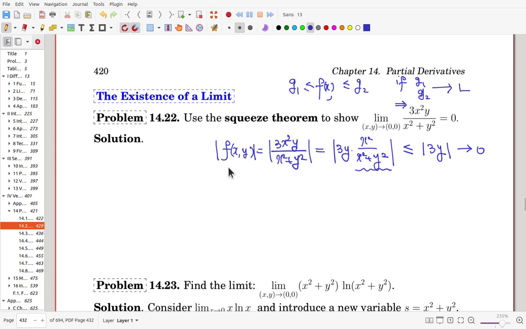This inequality is the same as saying f of (x, y) is bounded by 3y and minus 3y, right? This one approaches 0, and its negation should also approach 0, so in conclusion, f should approach 0, right?